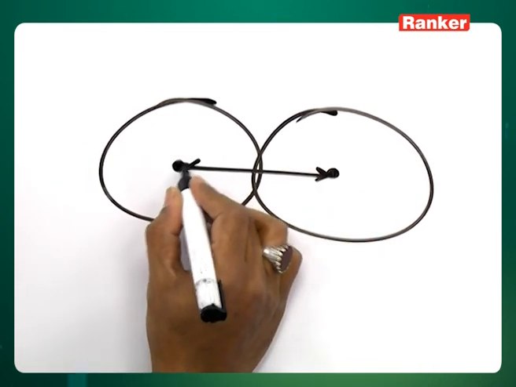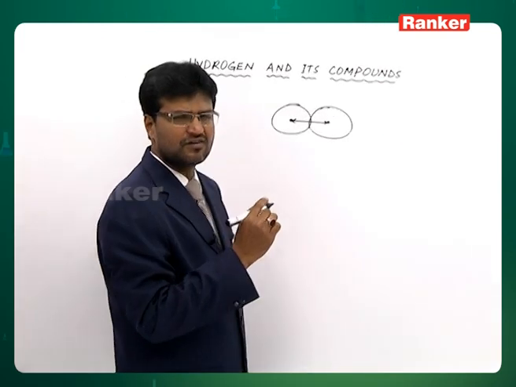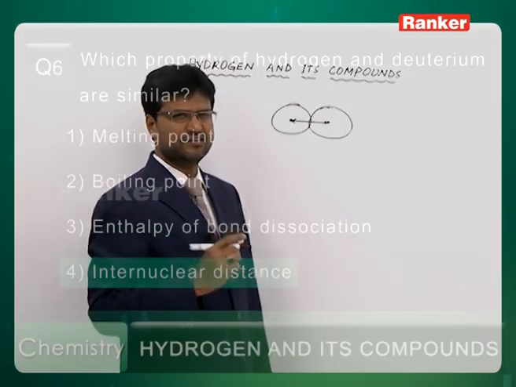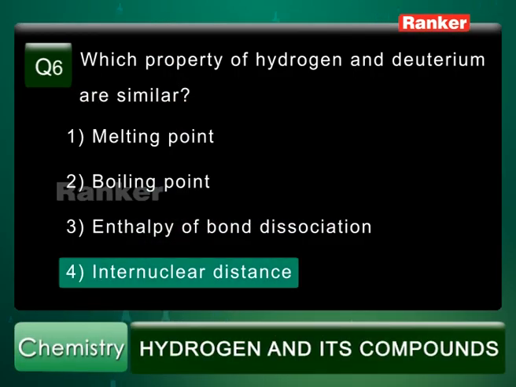This distance is called internuclear distance. This is called bond length or internuclear distance. It is the same for isotopes.